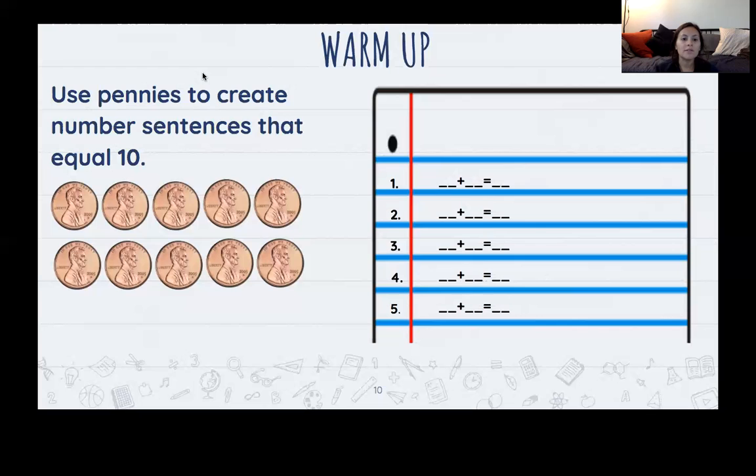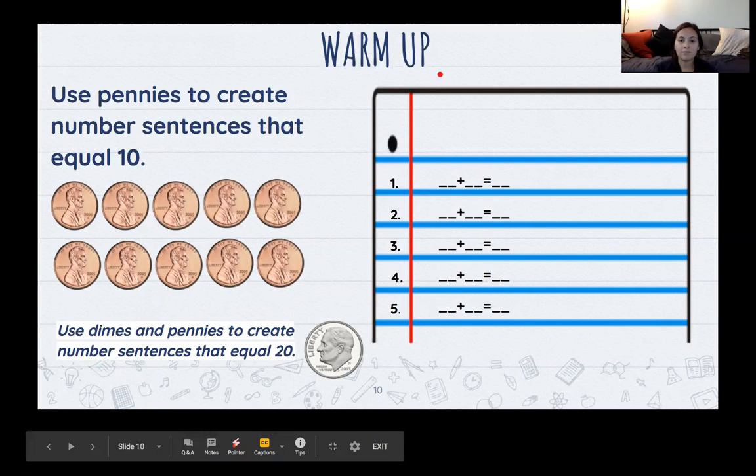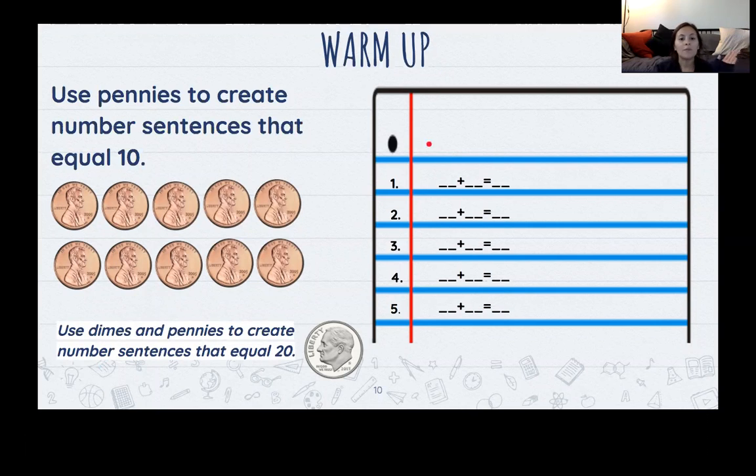All right, now that you guys have all done it with pennies, let's go ahead and try it one more time. And we're going to try it with dimes. So you're going to use dimes and pennies to create number sentences that equal 20. Go ahead and try that on your own with 5 different sentences. Pause the video.